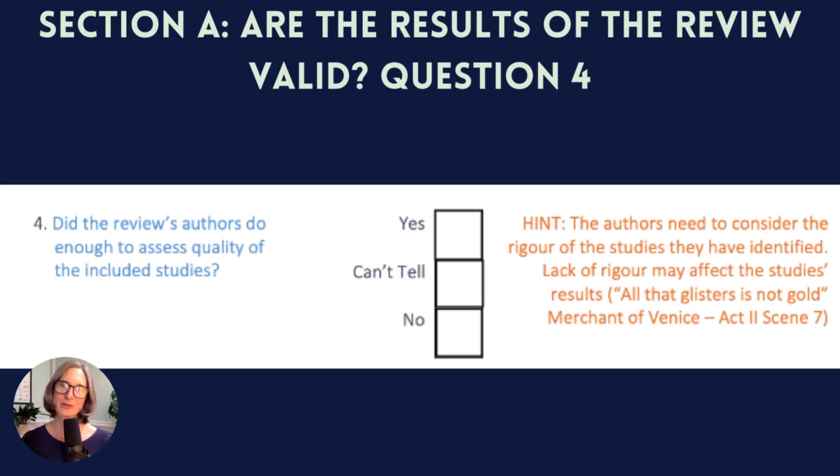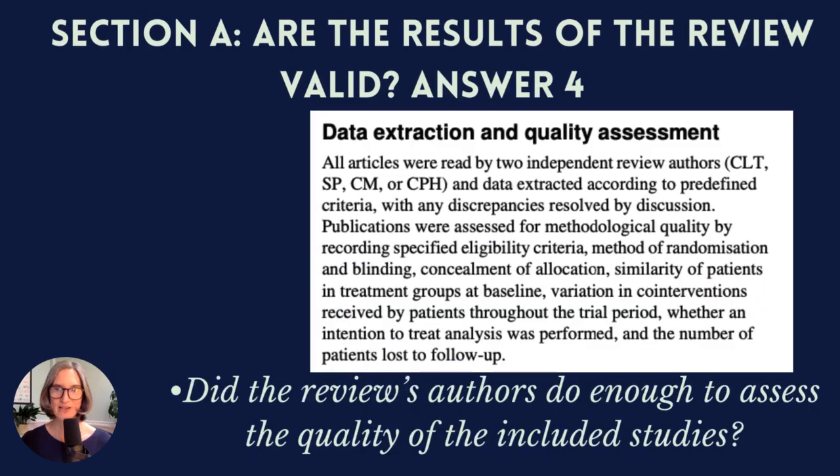Question 4 is asking if the review authors did enough to assess the quality of the included studies, which is exactly the process that you are working through with your review, looking at the quality of the papers you have included. So in this systematic review, did the authors do enough to assess the quality? Again, let's dig into the paper and have a little bit of a look. To answer that, we need to look at the data extraction and quality assessment section. What they did was they had 2 independent reviewers. That's a good thing because you need that for it to be a systematic review. And it says they assessed for methodological quality and gives the ways that they recorded this.